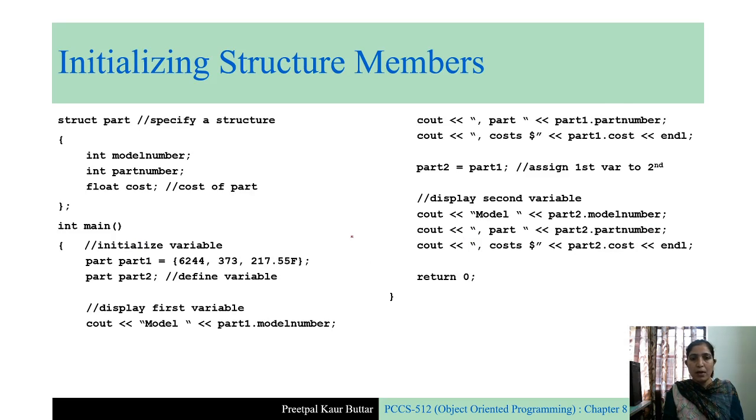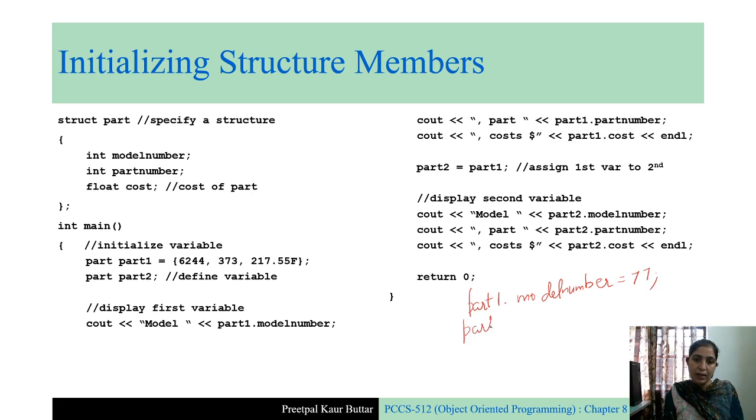In the last example, we initialized the structure variables by writing the variable name, for example part1, then dot model number. Then we assign it a value.